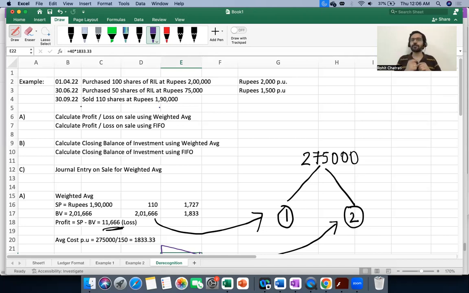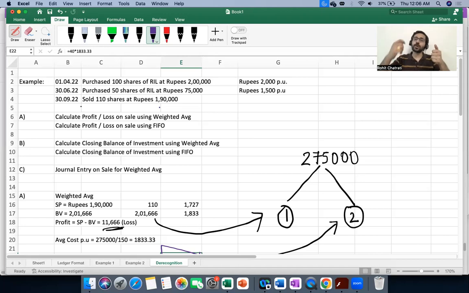A quick recap of facts: 100 shares purchased for 2 lakhs, 50 shares purchased for 75,000. I sold 110 shares for 1 lakh 90,000. Now let's calculate the profit or loss on sale using the FIFO method. How do you calculate profit or loss on sale? You need the selling price, which is given at 1 lakh 90,000.